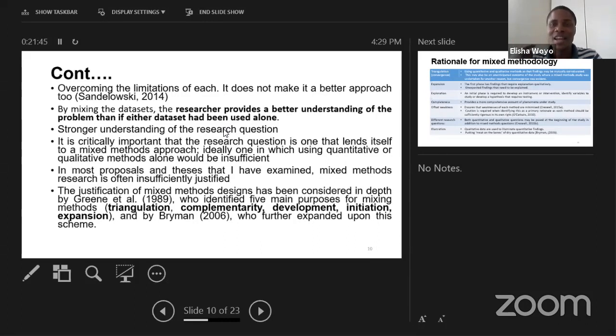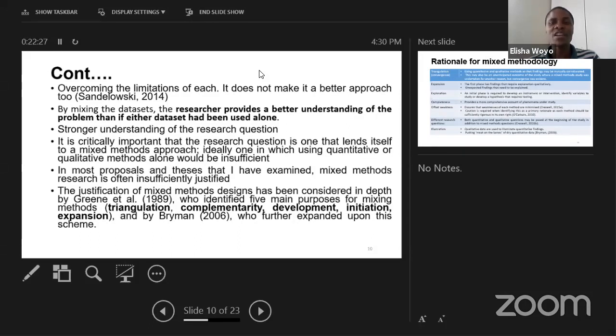So that has to come out very clearly, where you mention that this study is going to use a mixed method approach. The next thing that I would like to hear, especially from my side, is why that methodology. It is very important for the researcher himself or herself to make sure that the methodology is sufficiently justified. In most of the proposals and theses that I have read and examined, mixed method is usually said in passing, but there is no proper justification of why you are using the mixed methods approach, or what the rationale is.